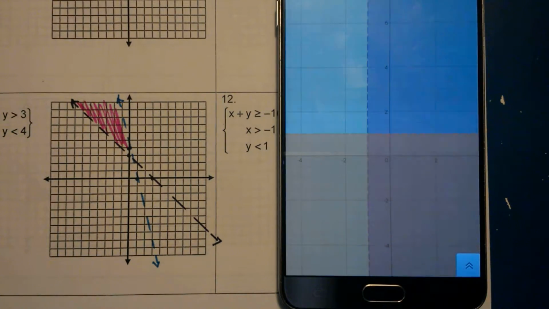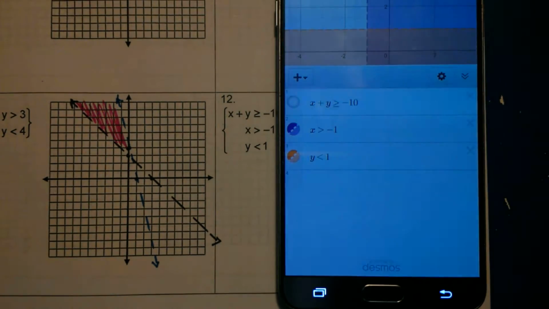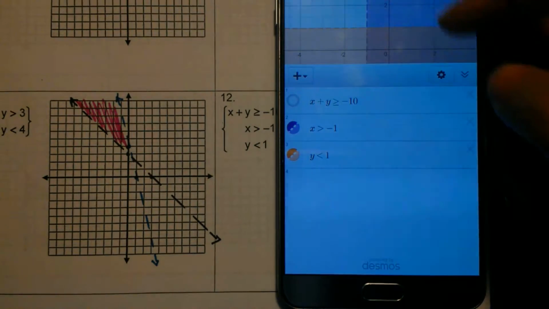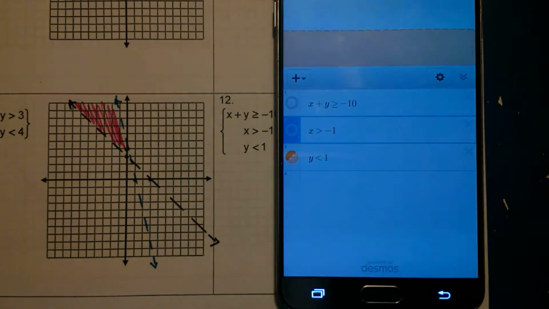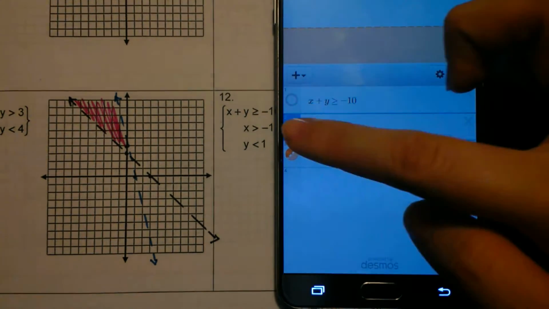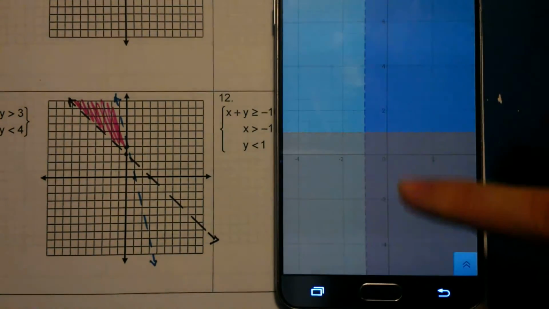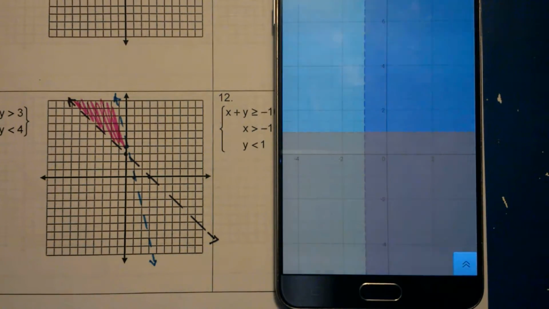So then on 12, I graphed it. Once you put it in, you can touch the color and it goes away on the graph, so it kind of hides it. So you can turn it off. You can turn it back on. So you can see that this region down here, that's where they overlap. If I type that in right.